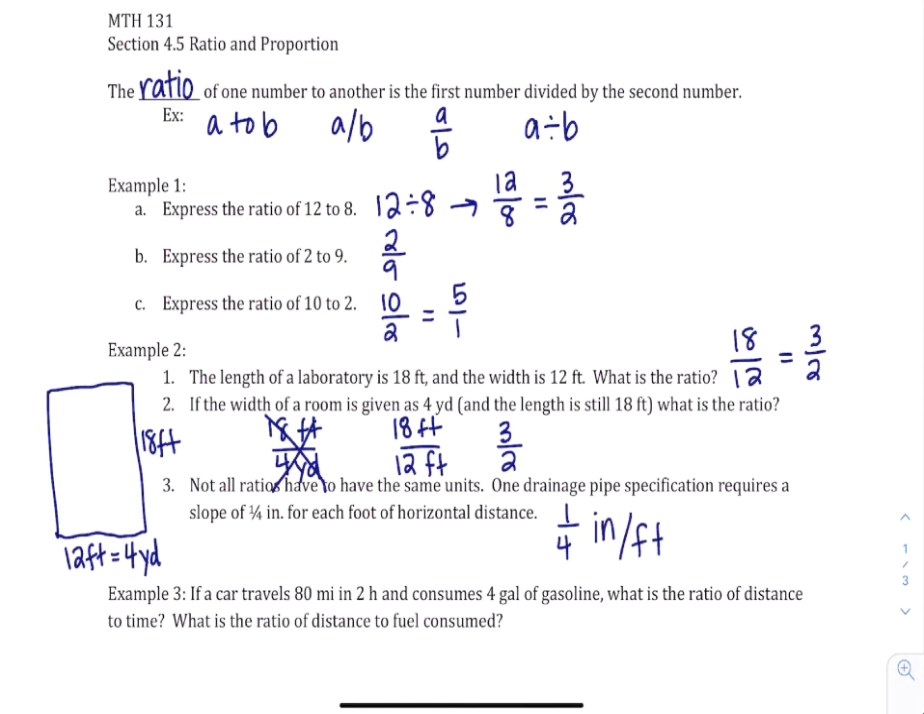So in example 2, we certainly could have done 18 feet for 4 yards, but that just doesn't make as much sense in the context as it would for something like number 3. Number 2 was easy for us to get the same units, and they were relatively similar in size. But for specifications like you see in number 3, where you're comparing something small to something relatively large compared to it, I would recommend keeping the ratio as 1/4 inch per foot.